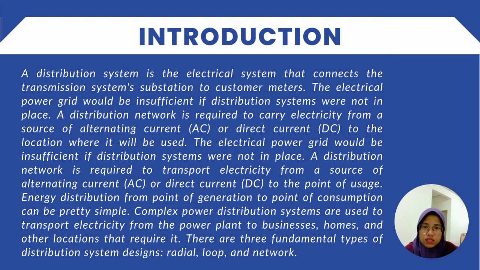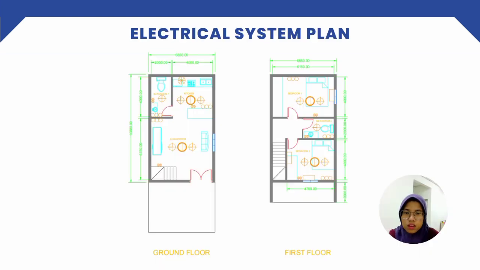Energy distribution from the point of generation to the point of consumption can be pretty simple. Complex power distribution systems are used to transport electricity from the power plant to businesses, homes, and other locations that require it. There are three fundamental types of distribution system designs, which is radial.